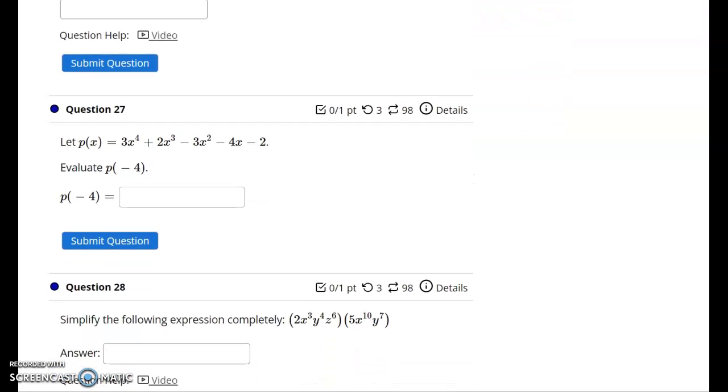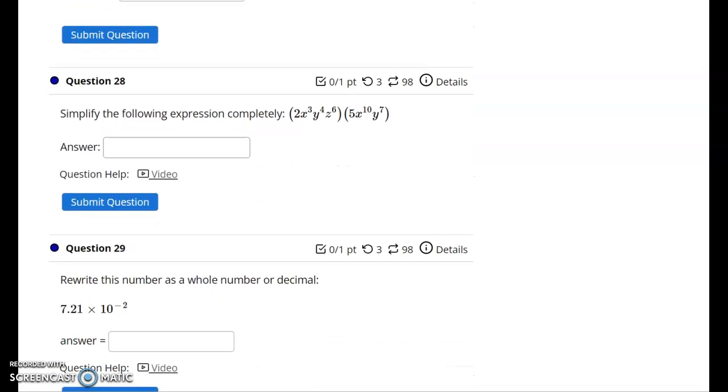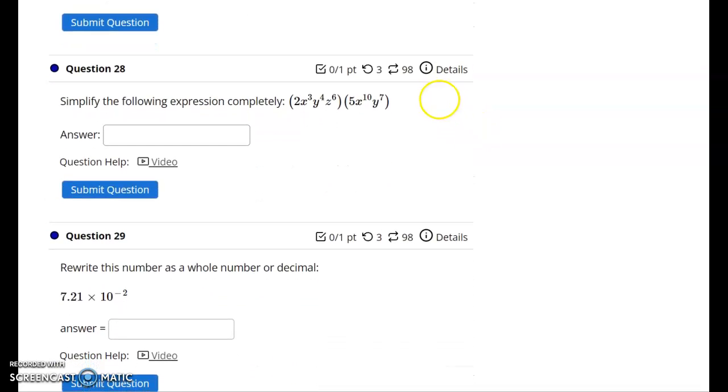Okay, let's do 28. So 28, you can either just go for it and multiply, or you can also write it out. So like 2 times 5, and then put all the terms together that are going to go together. So x to the 3rd times x to the 10th, y to the 4th times y to the 7th, and then z to the 6th. Let's make sure we've got that. So 2 times 5, x cubed, x to the 10th, y to the 4th, y to the 7th, z to the 6th. And now we'll start multiplying.